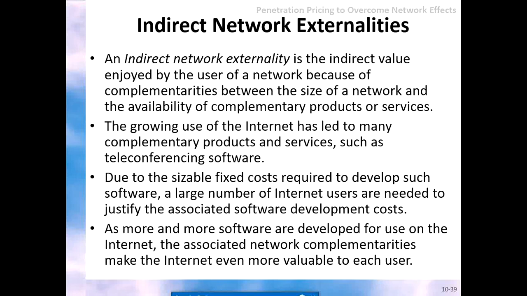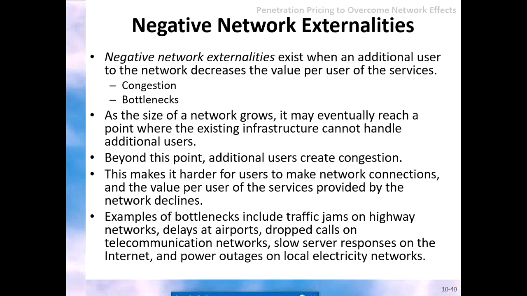So here you can see the indirect network externalities associated with network complementarities make the internet more worthy and more valuable to each one of us. Also, a negative network externality exists when an additional user to the network decreases the value per user of the service. For example, here, congestion and bottlenecks. Let's give an example. As the size of the network grows, it may eventually reach a point where the existing infrastructure cannot handle additional users.